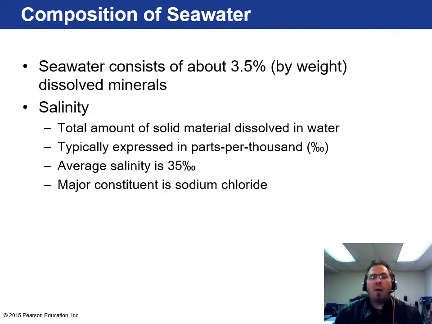Seawater consists of about 3.5% by weight of dissolved minerals, and much of that is salt. So it's the total amount of dissolved material in the water. There's a lot of stuff in seawater. You don't realize it. And it's typically expressed in parts per thousand, with an average salinity of about 35 parts per thousand, which is mostly sodium chloride, which is the chemical name for salt, table salt, the same stuff you shake on your French fries.